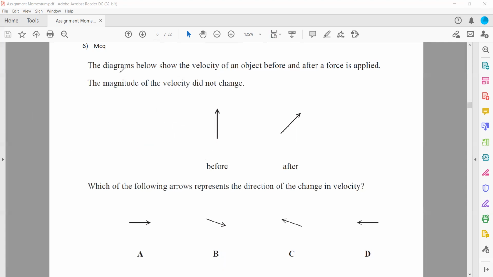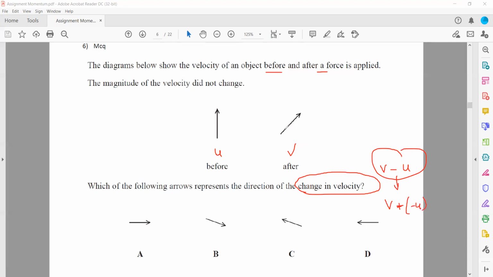The diagram shows the velocity of an object before and after. So the before velocity is called u, and the after velocity, the final, is called v. We need the change in the velocity. Change in velocity means v minus u. So in vector addition, what is the meaning of v minus u? It means v, then minus, it's like addition plus, and then minus u.